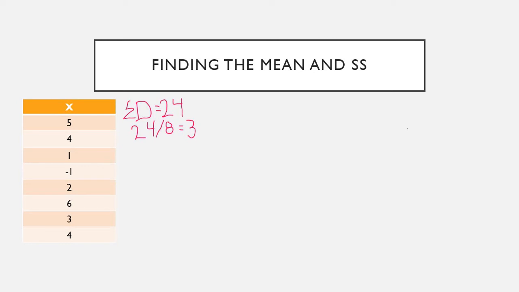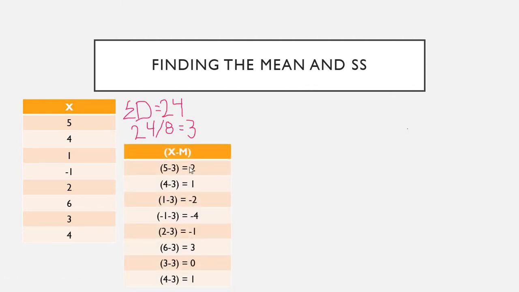So first we have to find the mean and the sum of the squares. So we take the scores and we add them up, so we get 24. So we take 24 and divide by n, or 8, which gives us our mean, which is 3. Then we do the scores minus the mean. So that gives us 2, 1, -2, -4, -1, 3, 0, and 1.